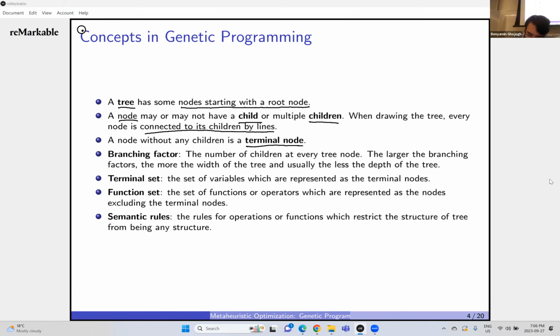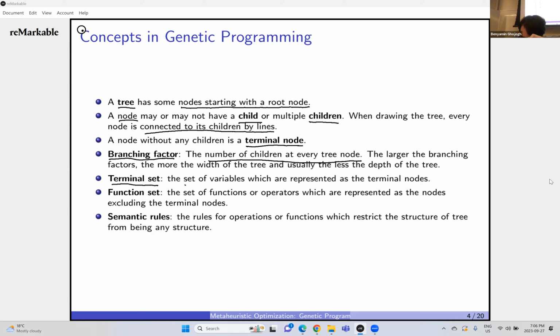What is branching factor? The number of children at every tree node. So when a node has two children, the branching factor is 2. If it has one child, the branching factor is 1. We can also have the average branching factor of the whole tree by averaging the branching factors of the nodes of the tree, right?